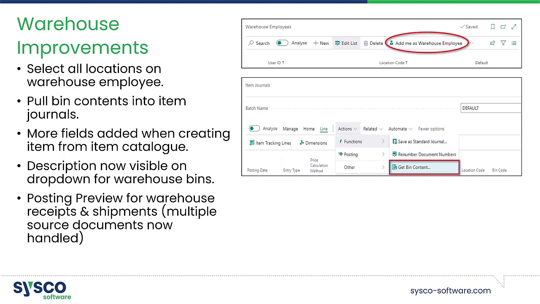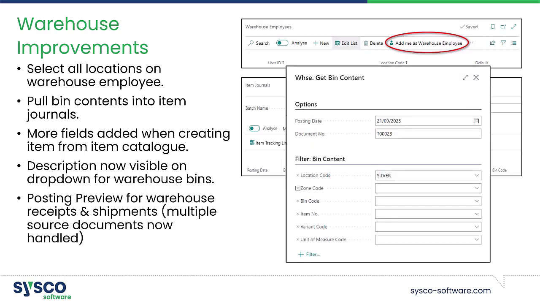Another new option again then is to pull the bin contents into an item journal, which is certainly useful if you need to get rid of a lot of stock all in one go. And what you can do here is you can filter by location, bin, item, and that'll create negative adjustments on an item journal, which you can just post then to reverse out stock all in one go.